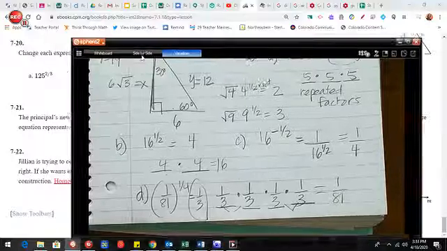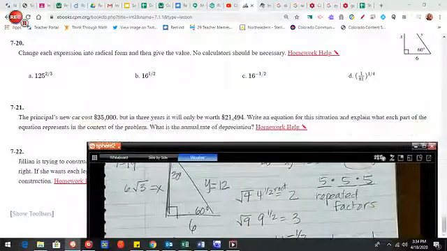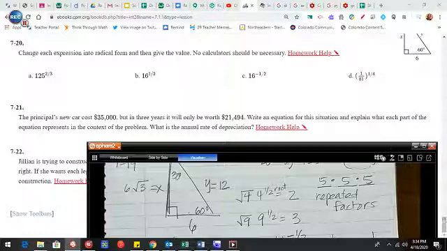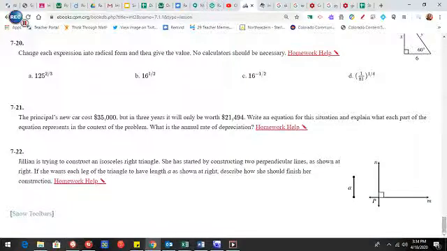Okay. We haven't reviewed exponential equations at all this year, and I think in light of what we are dealing with, it would not be a bad idea.